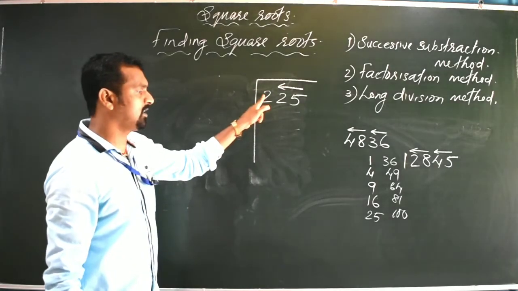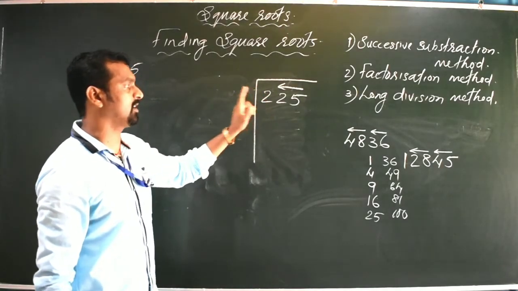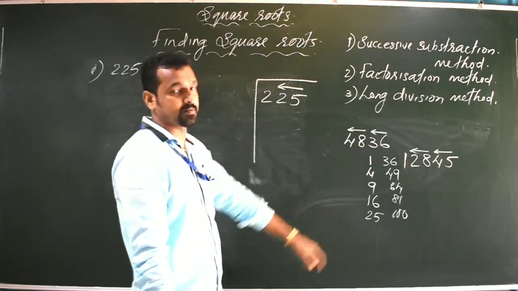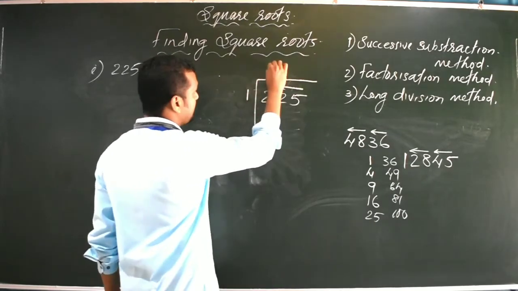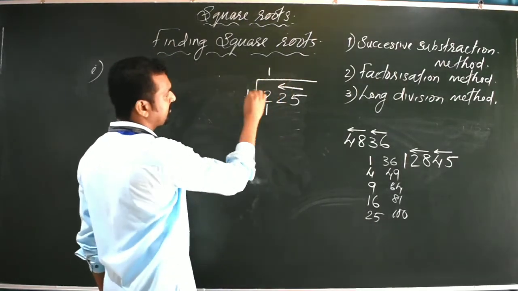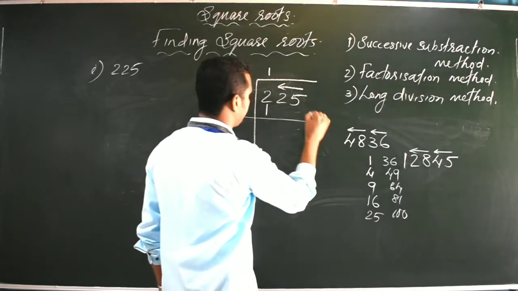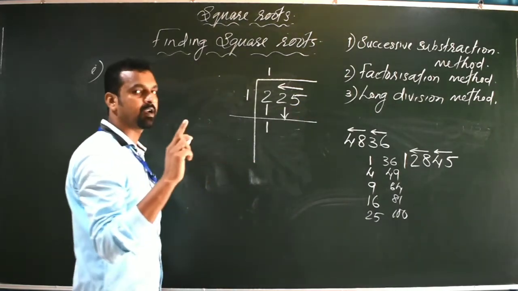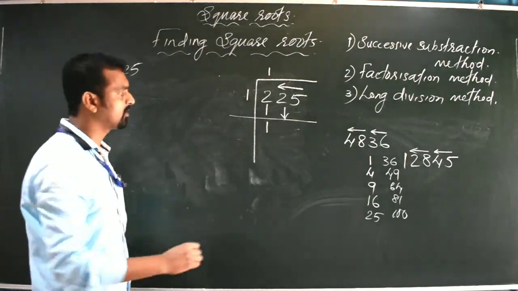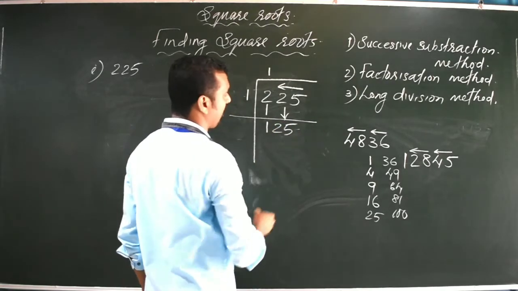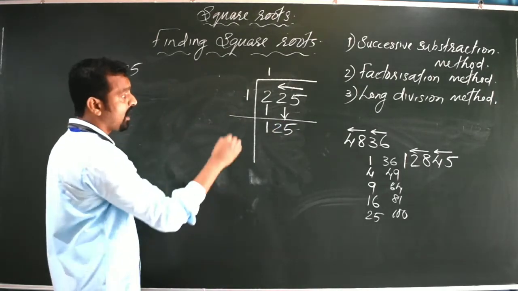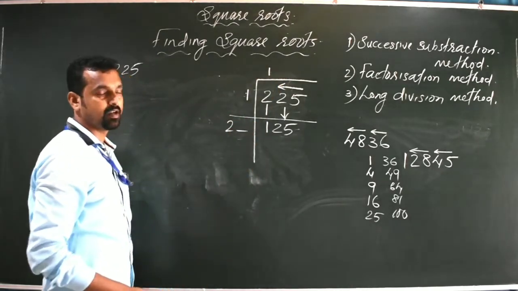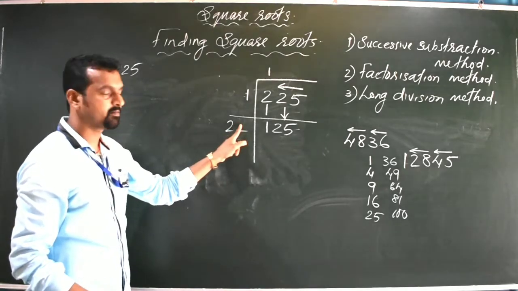So first here it is 2. That is why I find a perfect square less than or equal to 2. The perfect square is 1. 1 we can write as 1 into 1 is equal to 1. Now subtract: 2 minus 1 is 1. Now bring down the next pair, not only one number, the pair together. That means we bring down 25. Now the next step is adding these two numbers, 1 plus 1, that is equal to 2. Now find a digit here.